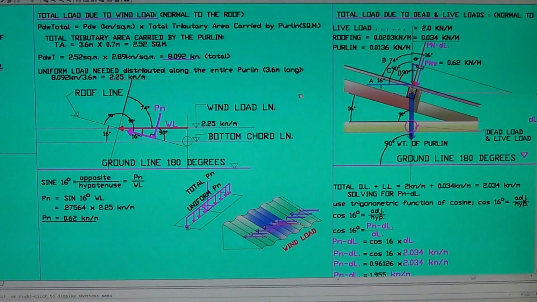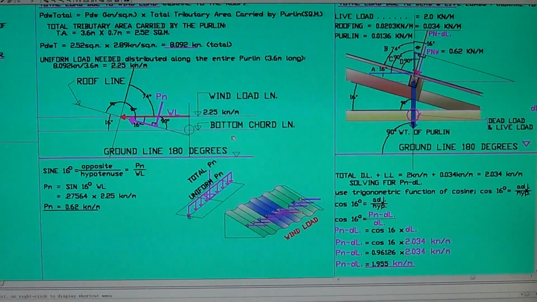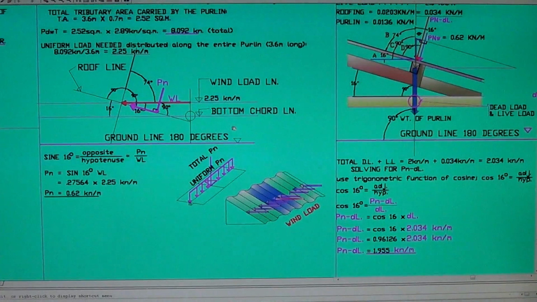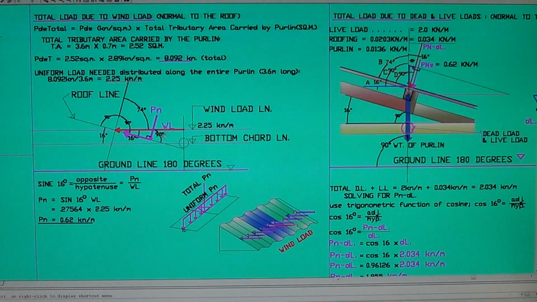Here's the total load due to the wind load, normal to the roof. We need the wind pressure as a horizontal load. The wind is always horizontal, and it is parallel to the ground. Your reference is the ground. Your reference to solve for the PN is always the ground line, which is 180 degrees. So this is the wind load.